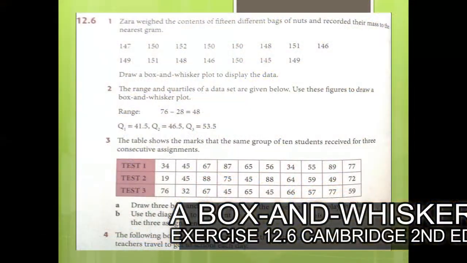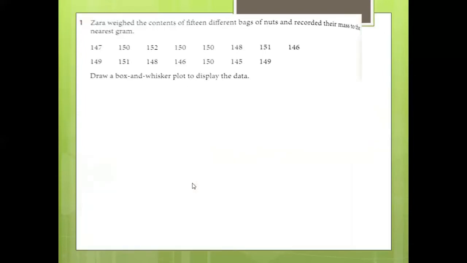Let's talk about 12.6. Here we are doing the same thing we were just discussing. Question number 1: Zara weighs the contents of 15 different bags of nuts and records their masses. She checks the weight of each bag and writes the number in grams, like 147 grams, 150 grams. First, we draw a box and whisker plot to display the data.